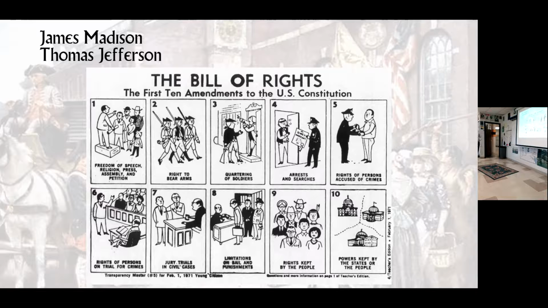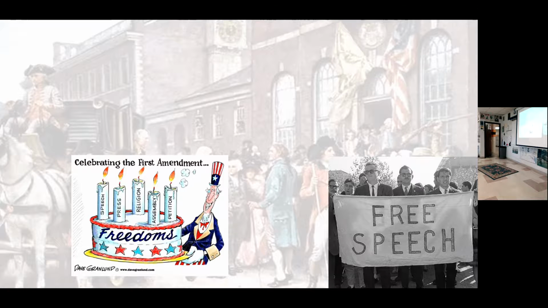And it's one of the things that people don't understand about what's really going on with the Bill of Rights. Madison wrote these partially to appease Jefferson, but he wanted to make sure that the states were subservient to the federal government. So let's get to the First Amendment very quickly.